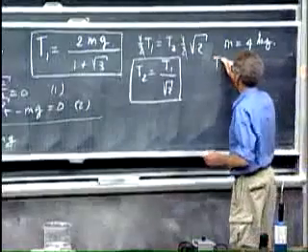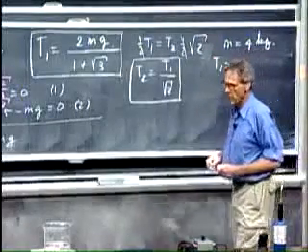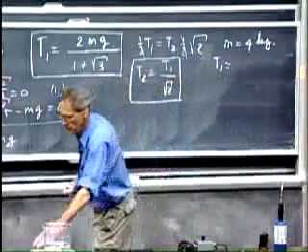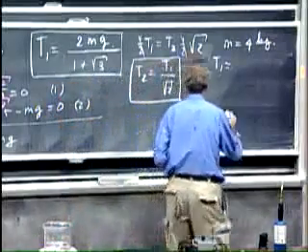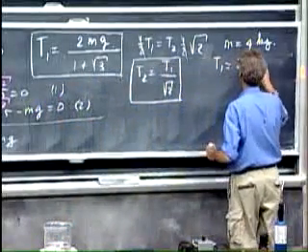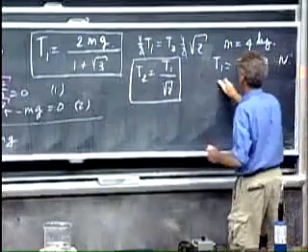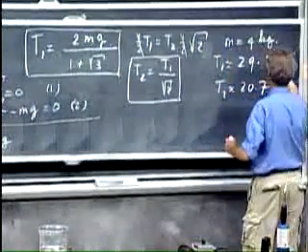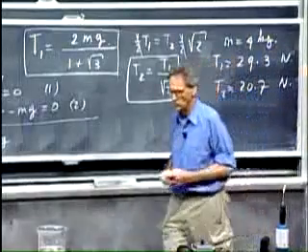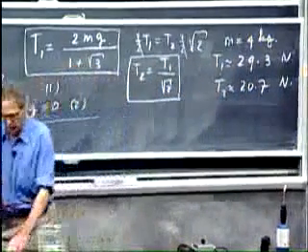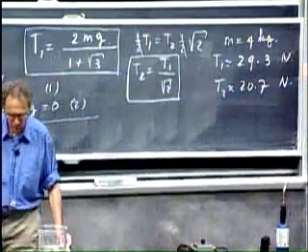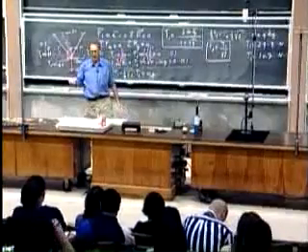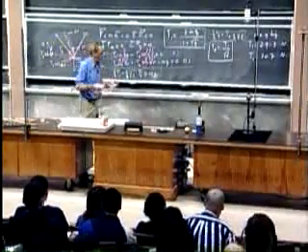Then T1, if you put in the numbers, is about 29.3 newtons, and T2 is about 20.7 newtons, I believe. It's very difficult to rig this up as an experiment, but I've tried that. I'll show you in a minute.